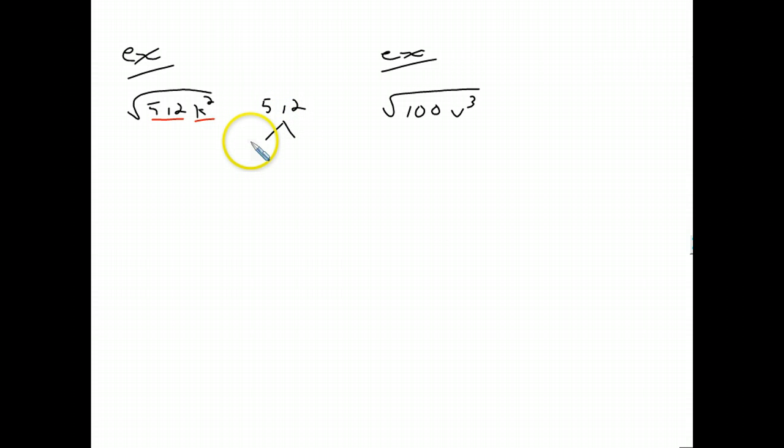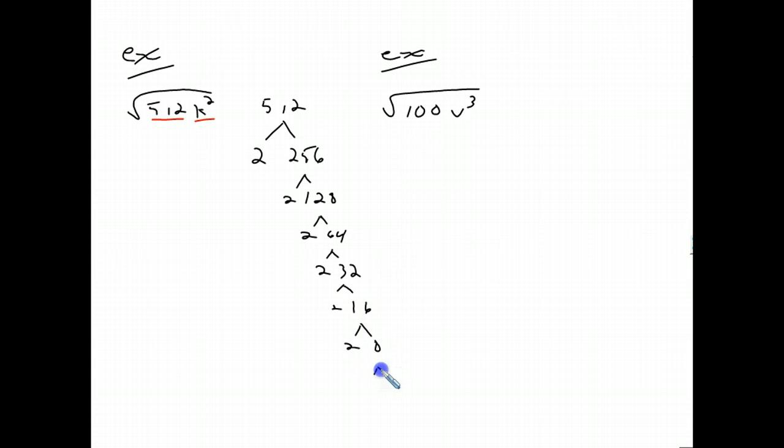So with 512 we have 2 and 256. 256, I have 2 and 128. With that I have 2 and 64. With 64 I have 2 and 32. This will give me 2 and 16. 16 is 2 and 8. 8 is 2 and 4. This looks like a lot of 2's. 4 is 2 and 2.